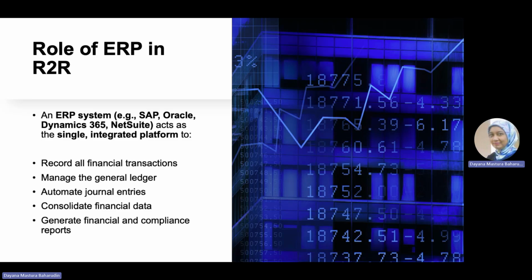As you saw in the previous P2P and O2C videos, you'll be using SAP, Oracle, Dynamics, NetSuite, and so forth. If a company uses SAP S4HANA, for example, for P2P and O2C, they will have to use the same SAP S4HANA again for R2R. So what happens in ERP? ERP working with R2R records all financial transactions, manages the general ledger, automates journal entries, consolidates financial data, and generates financial and compliance reports.